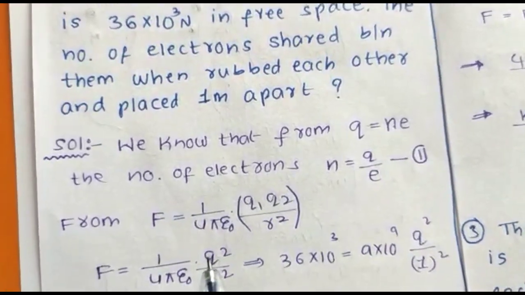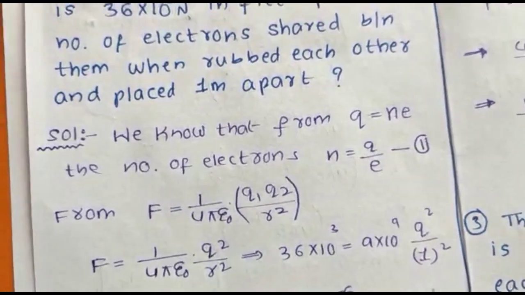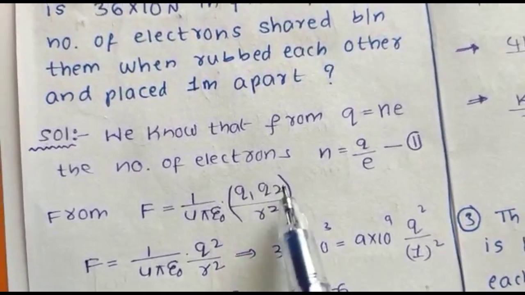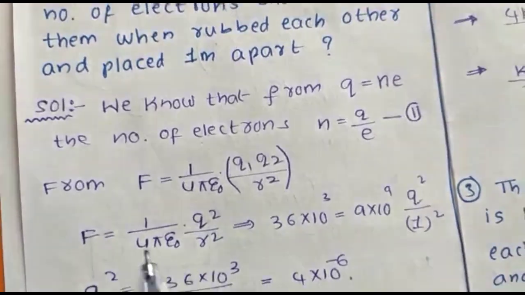And from Coulomb's law, we know that the force between them, F, is equal to 1 by 4 pi epsilon Q1 Q2 by R square. As both are equal charges, Q1 and Q2 are equal. Let it be Q, and for Q into Q it becomes Q square by R square. And you substitute the values.